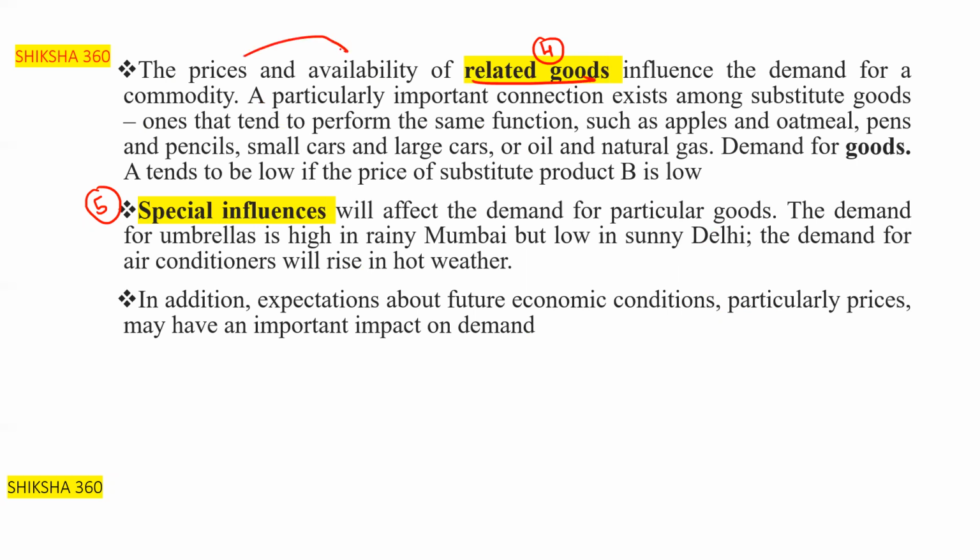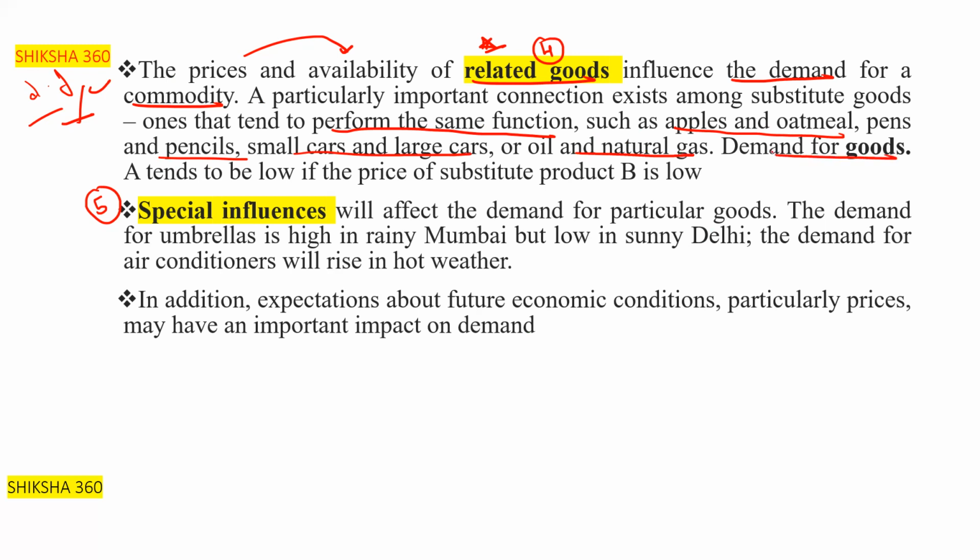The price and availability of the related goods influence the demand for a commodity. What is the meaning of that? A particularly important connection exists among substitute goods, ones that tend to perform the same function. Different products but performing the same function, such as apples and oatmeal, pens and pencils, small cars and large cars, or oil and natural gas.